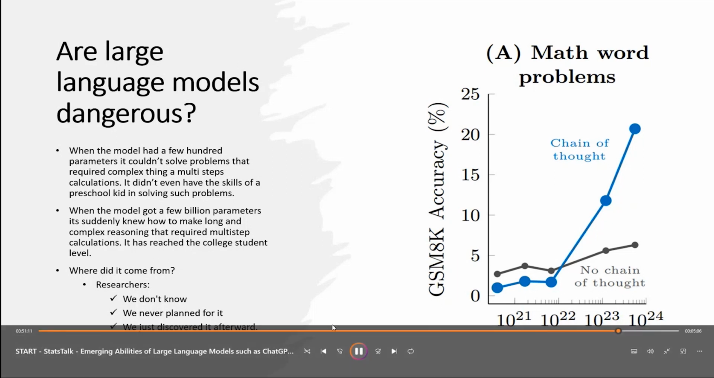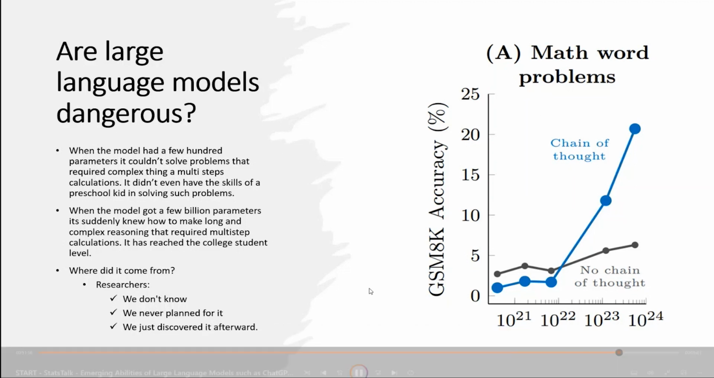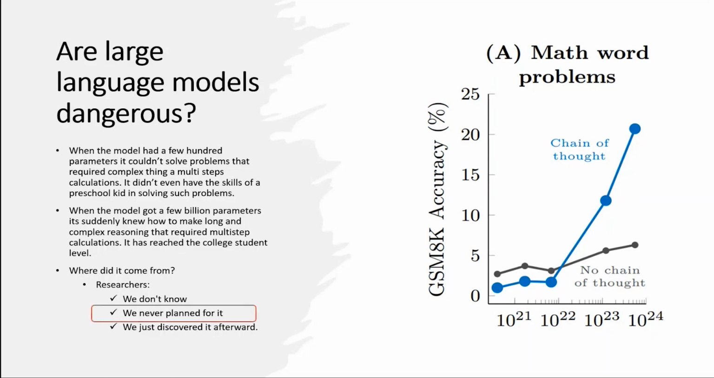So if you read here, what is explained is that when the model had a few hundred parameters, it couldn't solve complex problems. But when the model had billions of parameters, we discovered that it could solve very complex problems. And this is not something that you have planned. This is what is dangerous. The model has learned something that we did not plan for it to learn. And we discovered it by surprise. So you can imagine what it means. We don't actually control it.